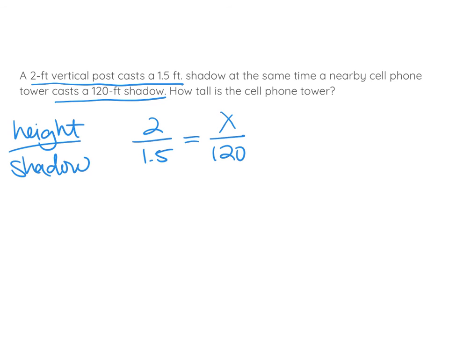If you want to try and draw a picture, you can. So I have a post that is 2 feet tall, 1.5 foot shadow, right? It makes a triangle. I can do the same thing with the cell tower. We don't know how tall it is, but we know it casts a 120-foot shadow. Drawing a picture like that might help you. If you're a visual learner, it might help you see what your proportion is going to look like. So feel free to draw a picture for any of these that don't have one included in their description.